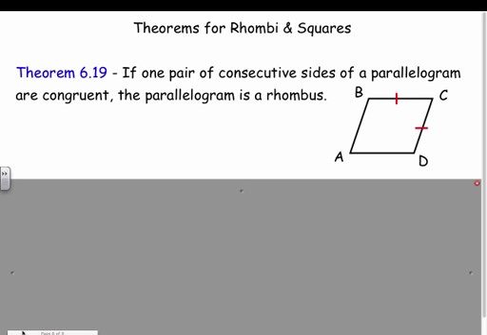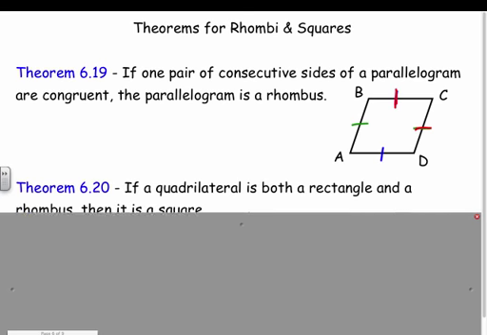If one pair of consecutive sides of a parallelogram are congruent, then the parallelogram is a rhombus. That should make sense because if it's a parallelogram, I know that opposite sides are congruent. So I know that BC is congruent to AD, and I also know that AB is congruent to CD. So if the consecutive sides, like BC and CD, are congruent, I know that it's a rhombus already, right? Because opposite sides are congruent. That one should make sense.